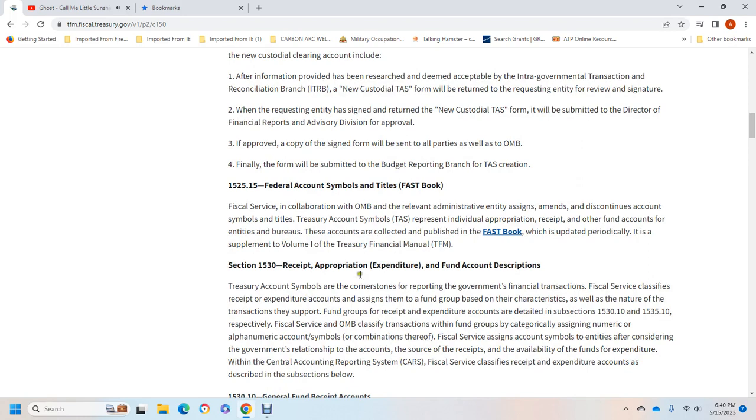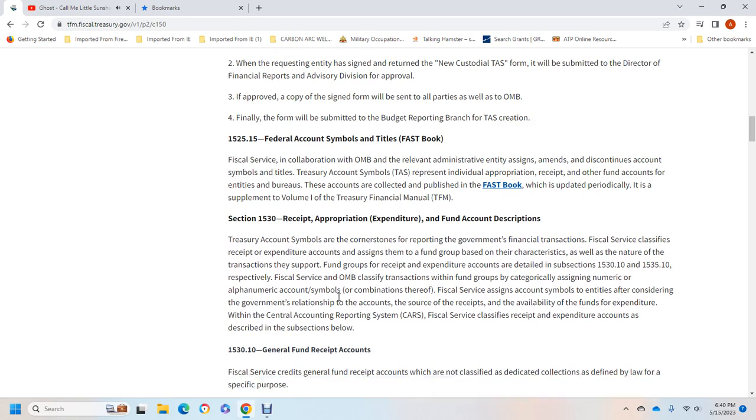Section 1530, receipt, operation, and expenditure for the funding of the account, with the description. The Treasury account symbol is the cornerstone of the reporting with the government officials. Transactions with Official Services are classified with the receipt of the expenditure for the call, and the fund of the group of the characteristics, the nature of the transaction, with the support of the fund group of the receipt of the expenditure for the call. Accounts of the detail are in section 1530-10 and 1535-10, respectively. Fiscal years of the Office of Management and Budget classified the transaction with the fund group.